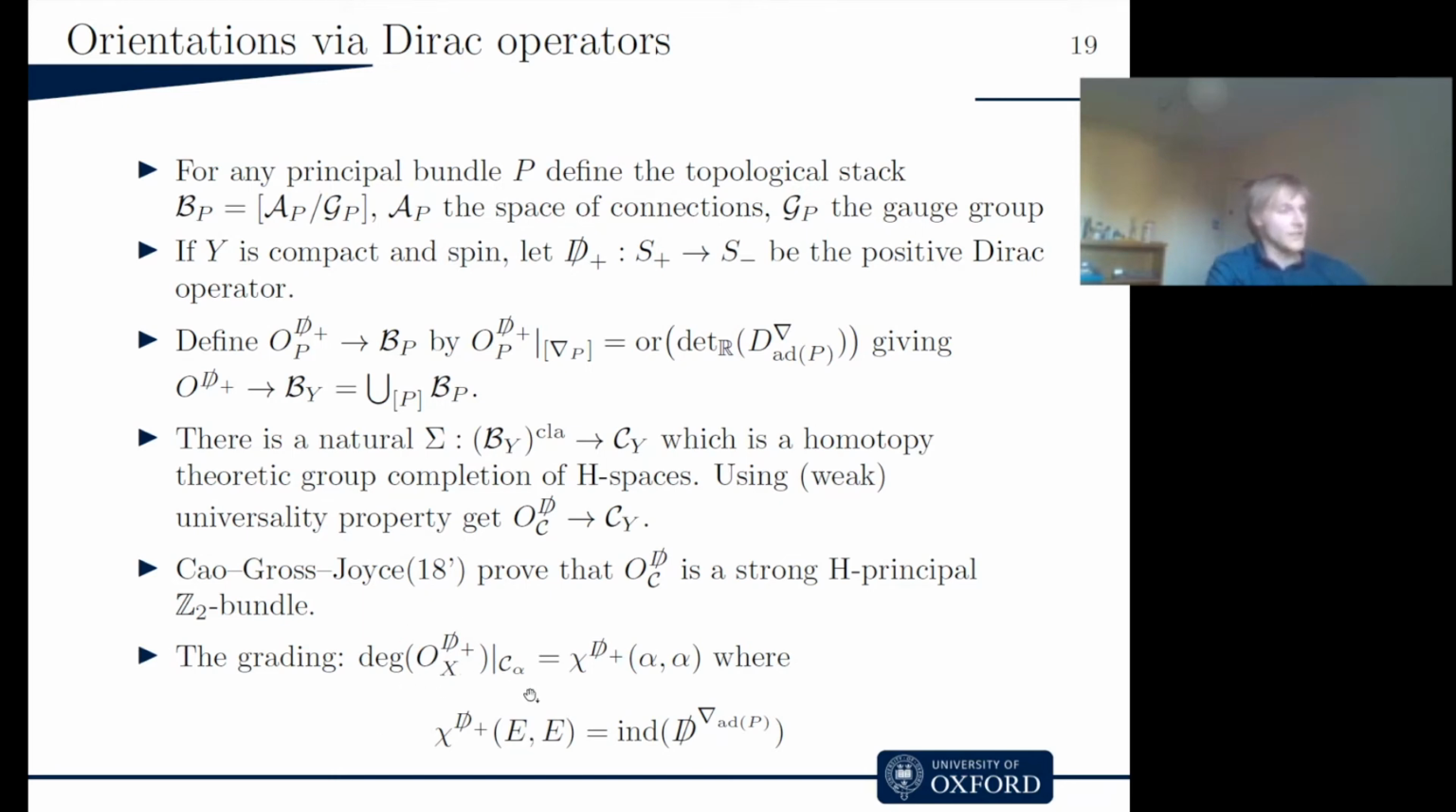And the grading that I give it is given by taking this Dirac operator Euler form of this K-theory class alpha on each connected component of C, which is associated to the K-theory class alpha. And it is given, well, it's extended by group completion from the corresponding form on vector bundles, which is given in terms of an index of the Dirac operator of the adjoint bundle of P, where P is associated to E.